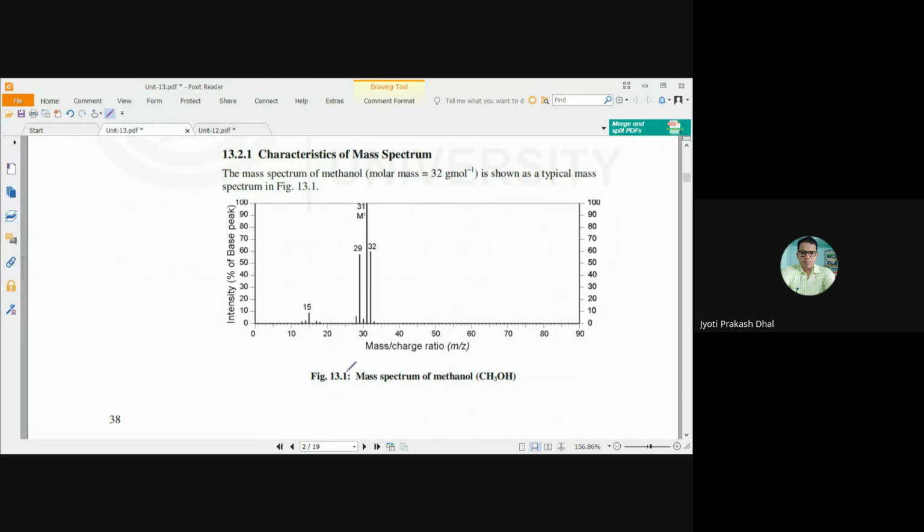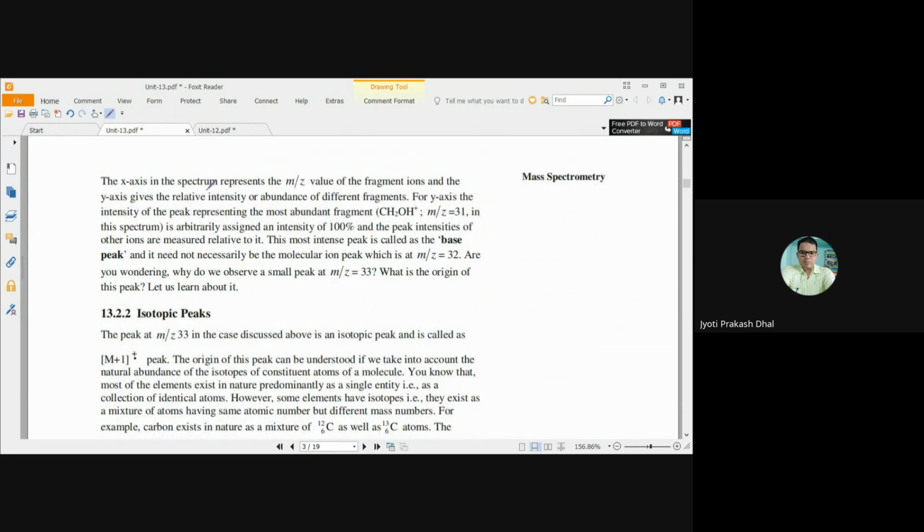So this is a characteristic mass spectrum of methanol. When methanol undergoes bombardment with highly energetic electrons, it will undergo fragmentation to form different types of species. So here this is a typical mass spectrum of methanol molecule, showing the formation of different fragments. The x-axis of the spectrum represents the m by z value of the fragment ions, and the y-axis gives the relative intensity or abundance of the different fragments.